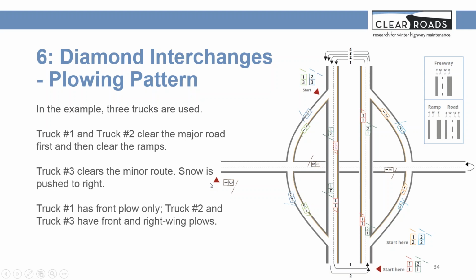For track number 3, just use the front plow and the wind plow, push snow to right to clear the minor roads, first eastbound and then turn around for the westbound and finish the minor road. So this is very straightforward. So that's the Diamond Interchange.